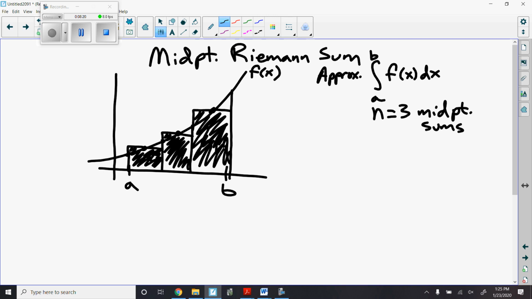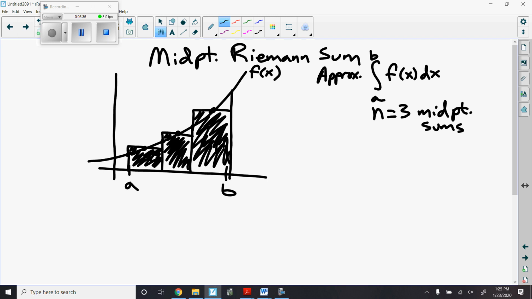The thing that's hard about it is they're still not perfectly accurate, and I don't know if I'm too high or too low. I don't have a method for determining an underestimate or an overestimate. So that's how we do midpoint Riemann sums.